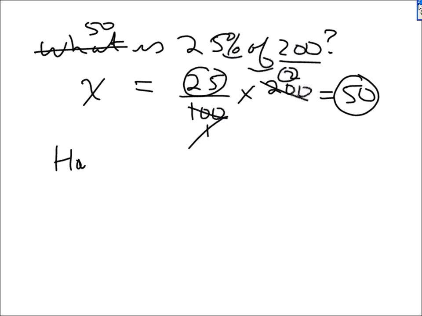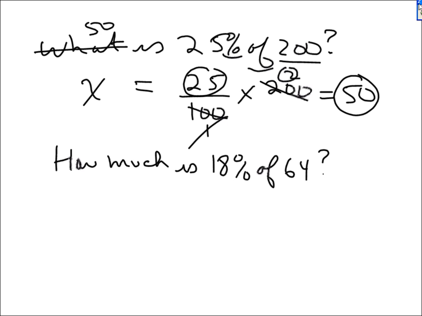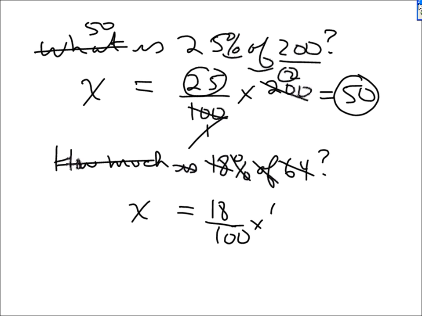Somebody asks you, for example, how much is 18% of 64? Well, how much means what? What is 18% of 64? Is means equal. 18 is 18. Percent is over 100. Of means multiply. 64 is 64. The question mark you ignore. Why did I cross things out? To see that I didn't leave anything out.